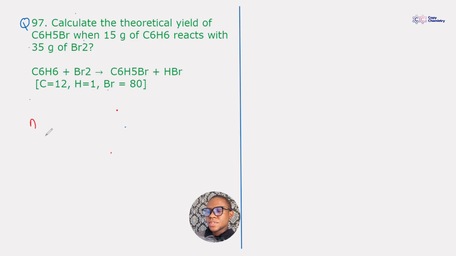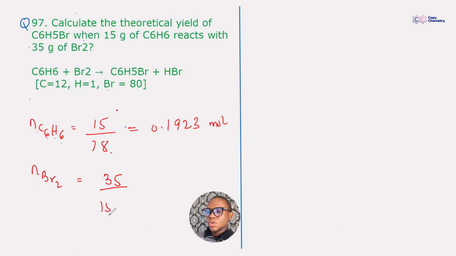So number of moles of C6H6 is the mass divided by the molar mass. Now what's the mass? 15 grams. Divided by the molar mass, which is about 78 when you calculate it. That's 6 times 12 plus 6 times 1. Then solving that out, you have 0.1923 in moles. Similarly, the number of moles of Br2 is 35 divided by the molar mass of Br2, which should be around 159.8.